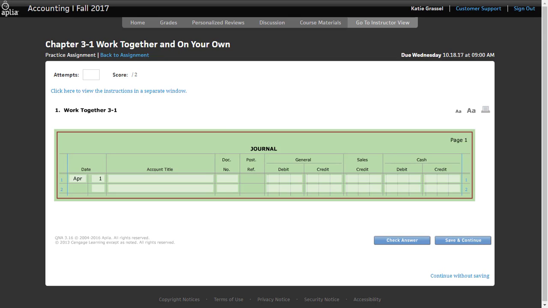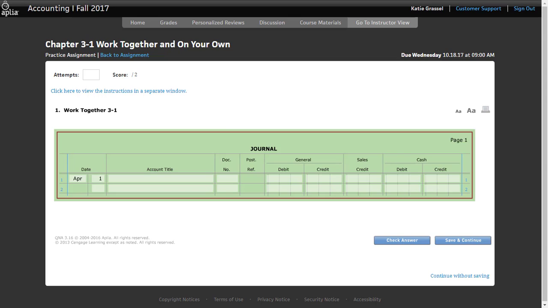Brandon, what's one account that's being affected for receive cash from owner as an investment? Cash. Okay, so we know one account is cash. Bryce, what's the other account we're affecting if we receive cash from owner as an investment? Owner's equity is a classification. Give me the account.